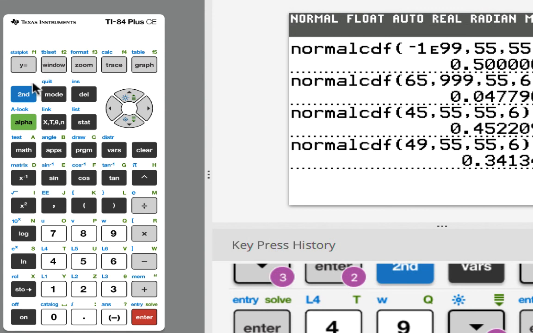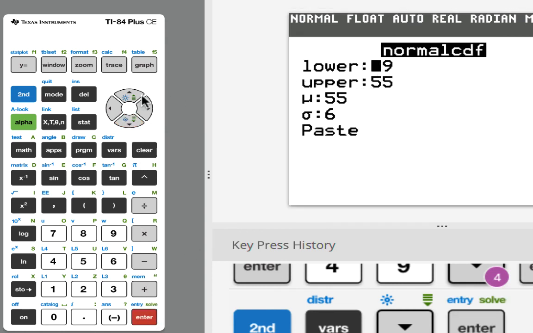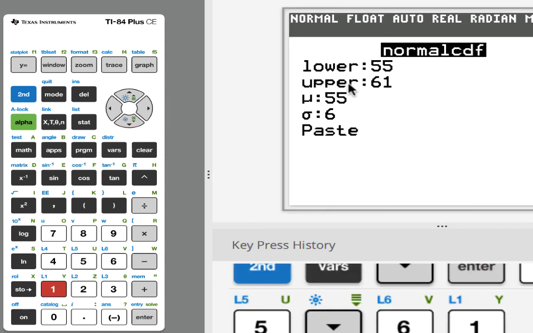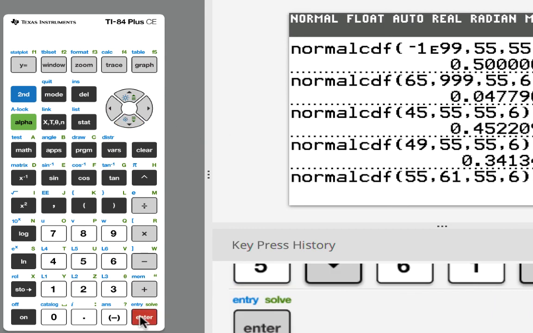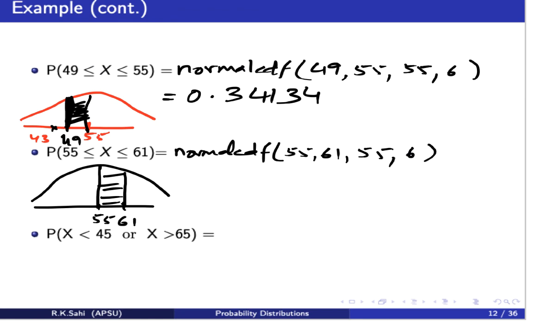Okay, so let's do this one. Second inverse. Take the cursor to number 2. Now it's 55 to 61. Keep that in mind. 55 to 61, and then the rest is the same. And then you go ahead and do enter, and then do enter. You get exactly the same as the previous one. So let's write that down. This is equal to 0.34134.